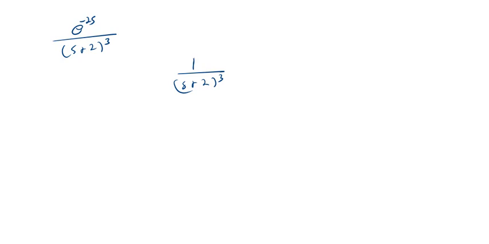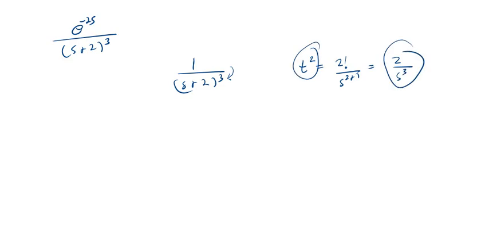one thing that I can think of is that the fact that I have a power 3 here, this might have come from t to the power 2. But when you say t to the power 2, you get 2 factorial divided by s to the power 2 plus 1, which is going to be 2 over s to the power 3. This is the Laplace transform of t to the power 2.